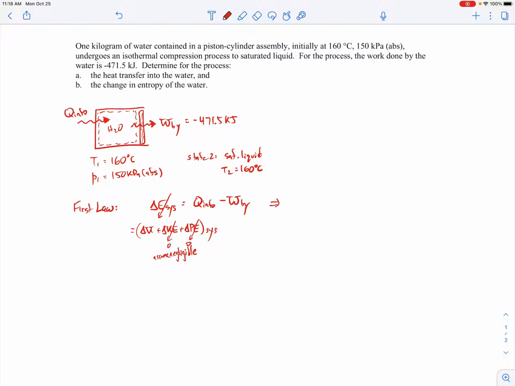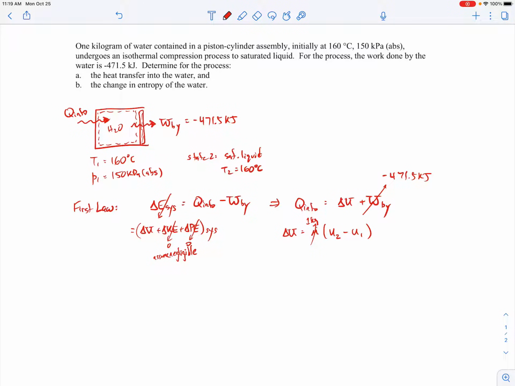So let me go ahead and rearrange this to solve for the heat transfer in. So that's going to be delta U plus W by. Well, the W by we were given, that's minus 471.5. Notice that it's negative, which means that work is actually being done on the water rather than being done by the water. Now the change in internal energy is going to be the mass of the water times the specific internal energy at the end minus the specific internal energy at the beginning. The mass of the water we're given as being 1 kilogram.